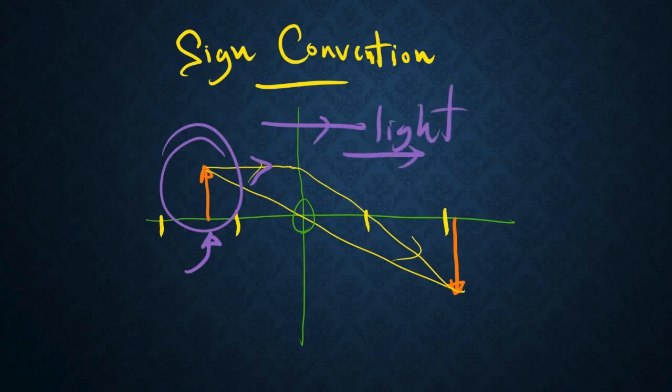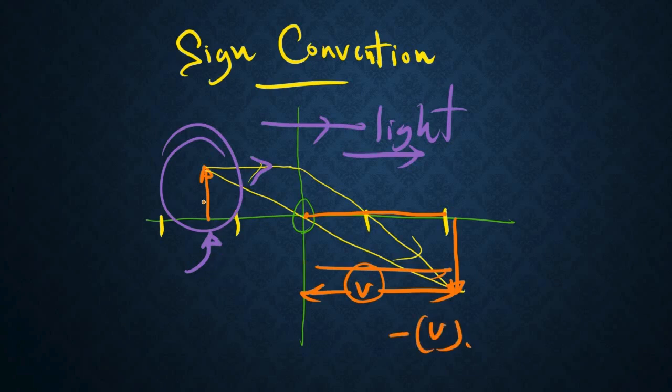Any distance measured towards the direction of light, let's say v here. v is the image distance, so we measure it from the center up to this level. We are taking it towards the direction of light, so it's negative, minus v. And u, the object is here, so we take this distance in the opposite direction of light, and we take it as positive. So the direction of light is negative, and the opposite direction is positive, right?